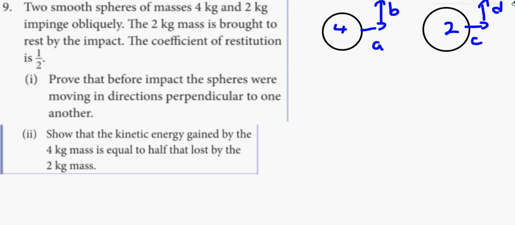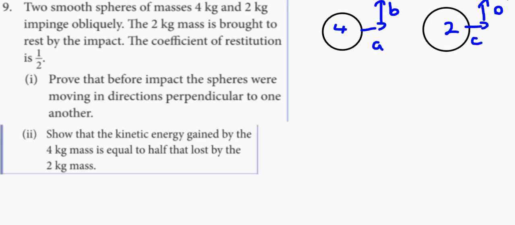All right, the fact that the 2 kilogram mass is brought to rest means two things. C is actually going in the opposite direction. C is negative. Would you agree with that? It has to be on the left. And D is 0 because if it's brought to rest, it means that the J component was already 0. Okay, so all that's been established. Any questions so far?